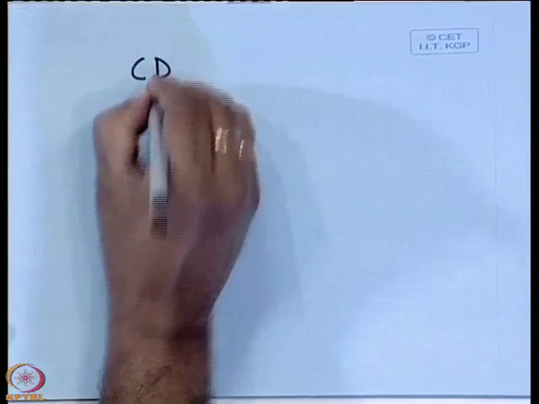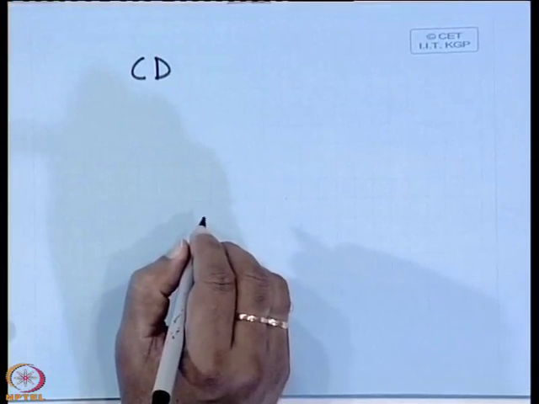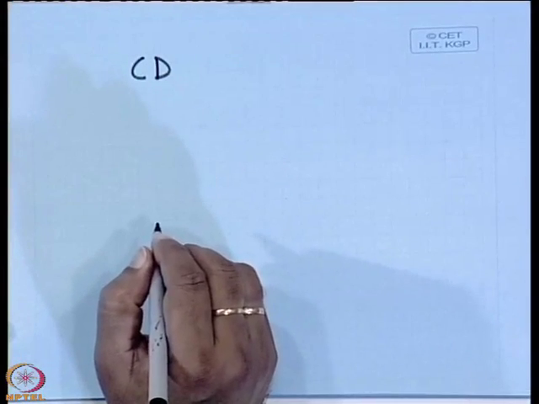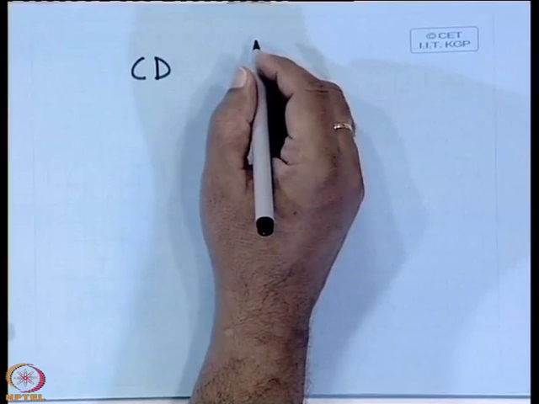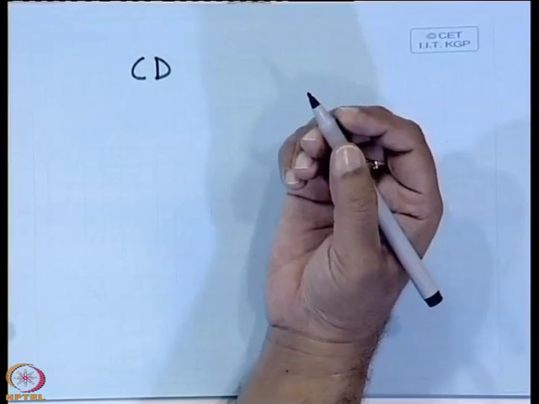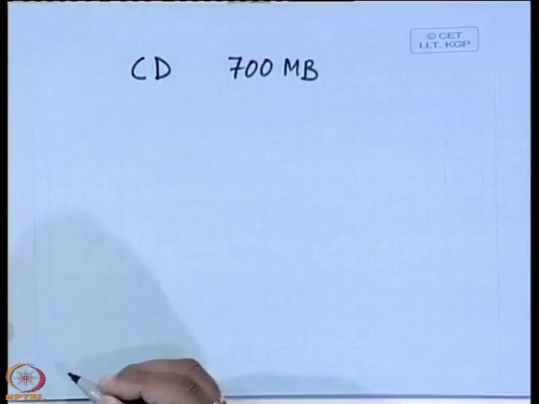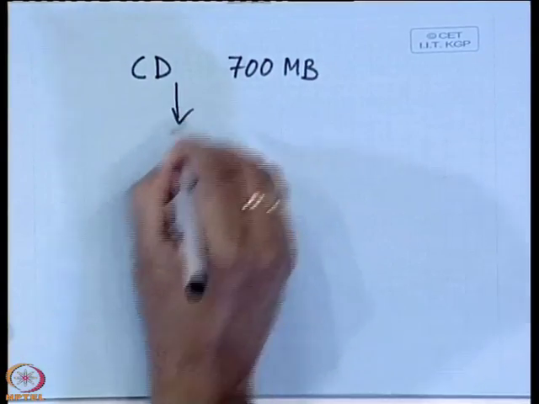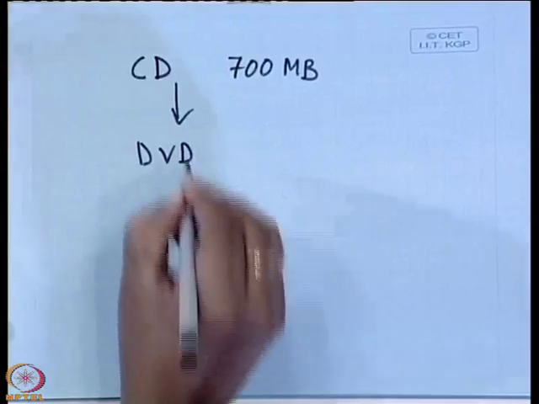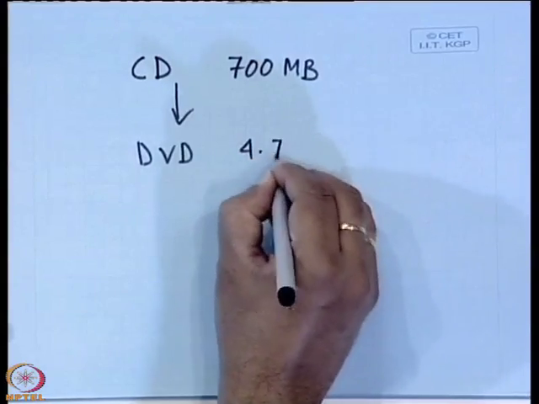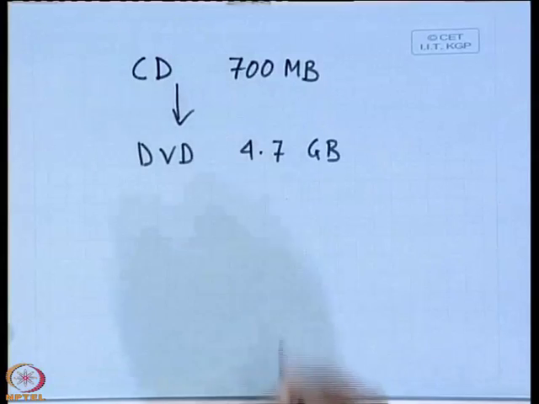First generation was CD, right. What was the storage capacity? How much? 700 MB, 650 MB, 700 MB. So, okay, let us take that it is 700 MB, right. Then DVD, what is the storage capacity? 4.7 GB for a single layer. If you use double layer, it will be just double, 8.5 GB.